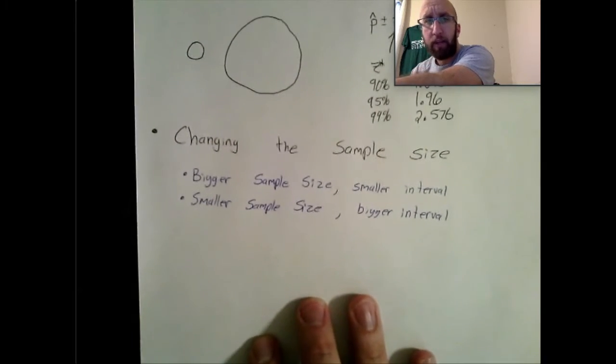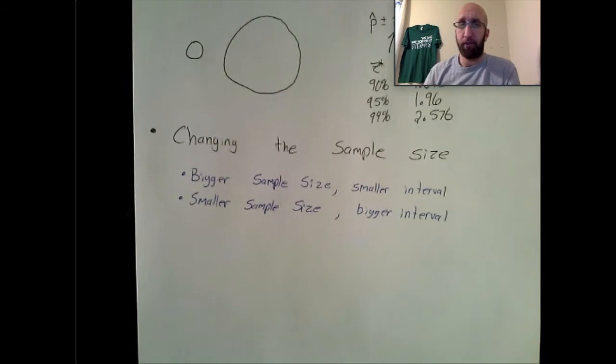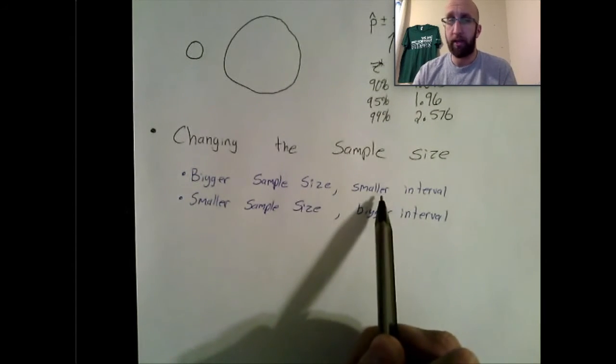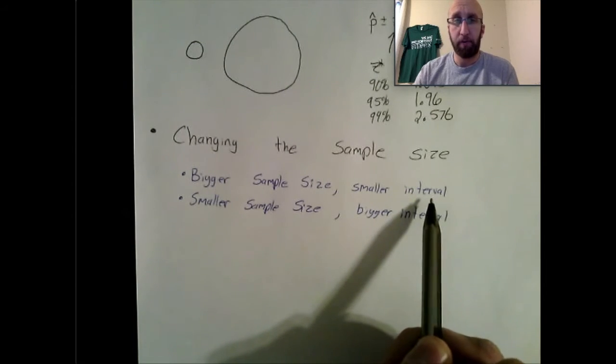Next, we have changing the sample size. Now, these are going to work inversely. If you do a bigger sample size, you're going to end up with a smaller interval.